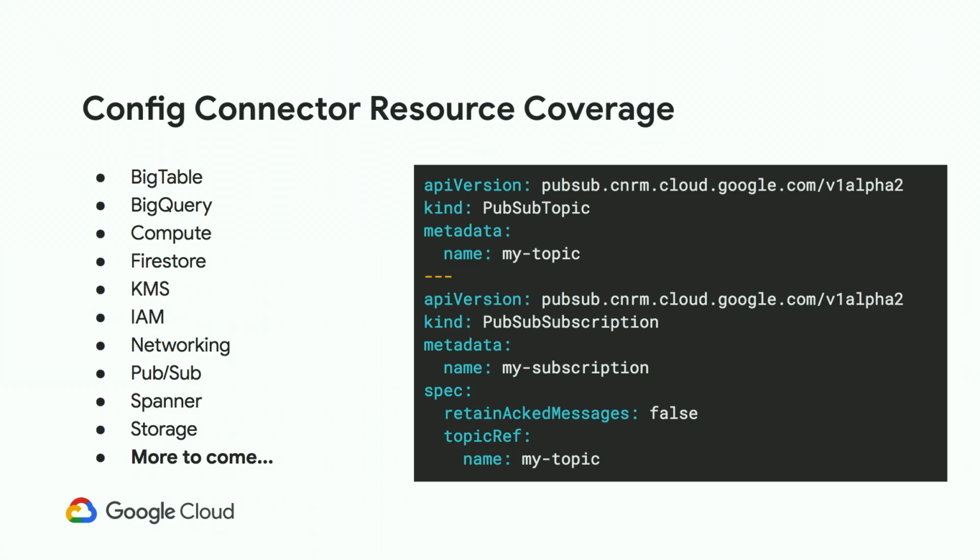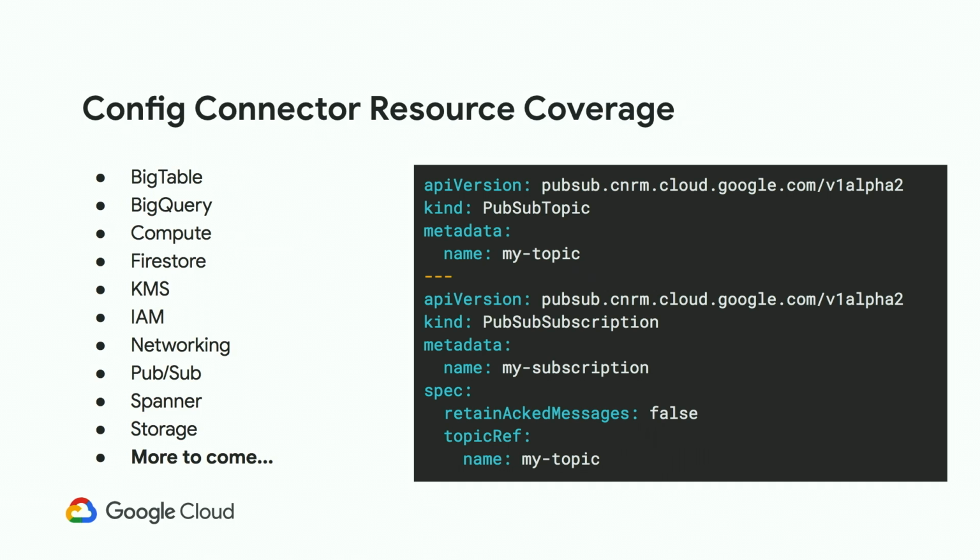So here's a little talk about the actual KRM. On the right, we have two examples. We have a Pub/Sub topic, which Pub/Sub is a popular GCP service, and a topic is a resource within Pub/Sub. And then we have a Pub/Sub subscription. A subscription is associated with a topic. That's just the way subscriptions work.